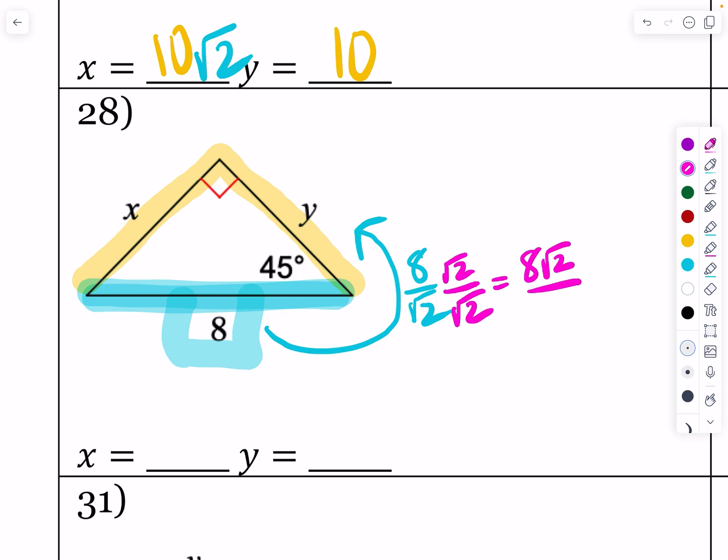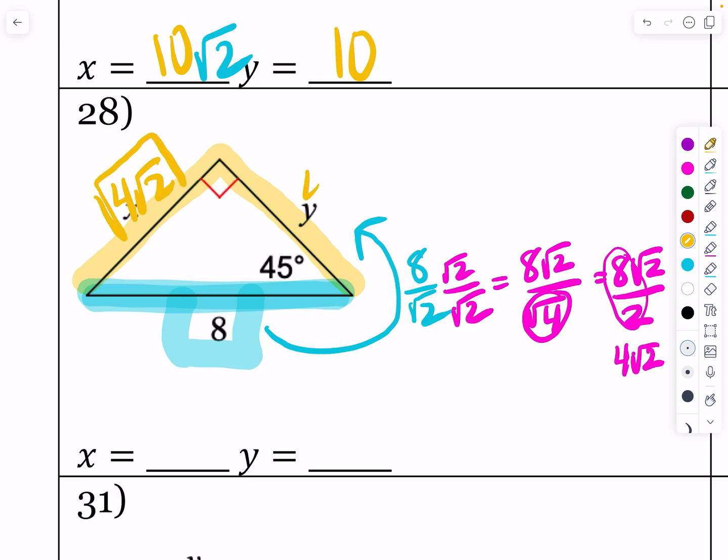It becomes 8 root 2 over root 4. What is the square root of 4? 2 wholes. And then 8 divided by 2 is going to simplify to 4 root 2. So each of these legs is going to be 4 root 2. This leg is 4 root 2. This leg is 4 root 2. So x and y are 4 root 2.